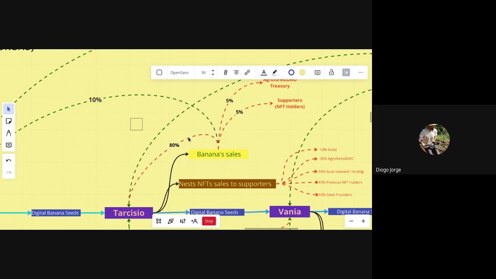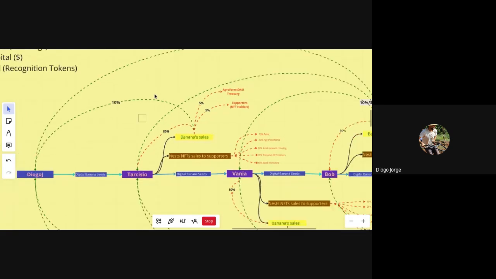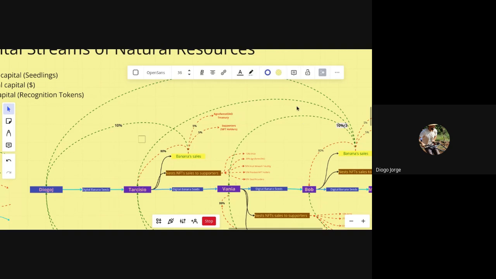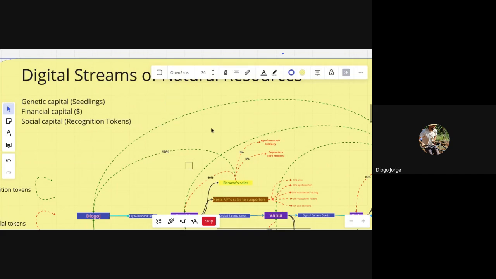Basically, natural streams, we have this recognition that is a social capital resource, but it only happens because of the natural commitment, the commitment to share the seeds, to multiply. So it's derived from a natural resource. So that's why the name of digital streams of natural resources.